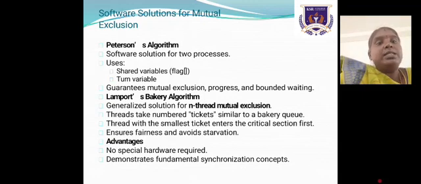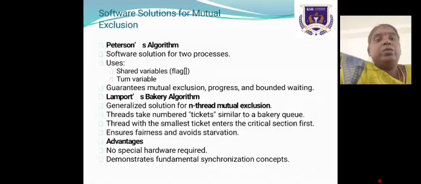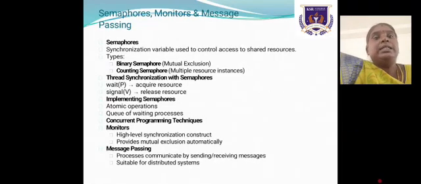The thread with the smallest ticket enters the critical section first. Ensures fairness and avoids starvation. The advantage is no special hardware required. Demonstrates fundamental synchronization concept. Next, semaphores, monitors and message passing. Semaphores: a synchronization variable used to control access to shared resources. The types are binary semaphore and counting semaphore.